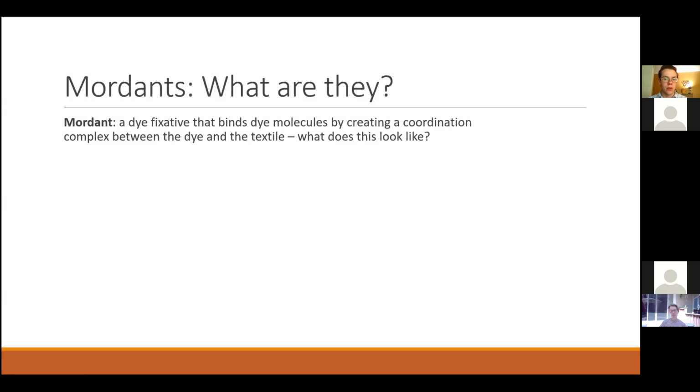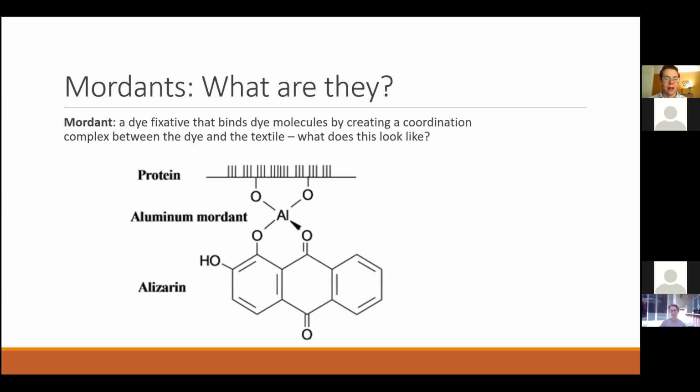And hopefully you've got that it's important to understand what the molecular structures are, because then you can understand how the interaction can happen. So let's start with what is a mordant. A mordant is a dye fixative that binds dye molecules by creating a coordination complex between the dye and the textile. And again, a picture here will be quite helpful.